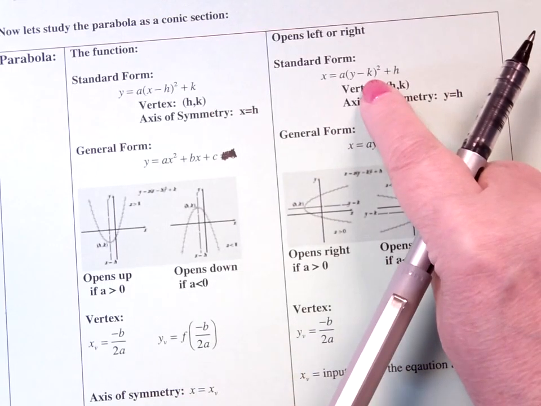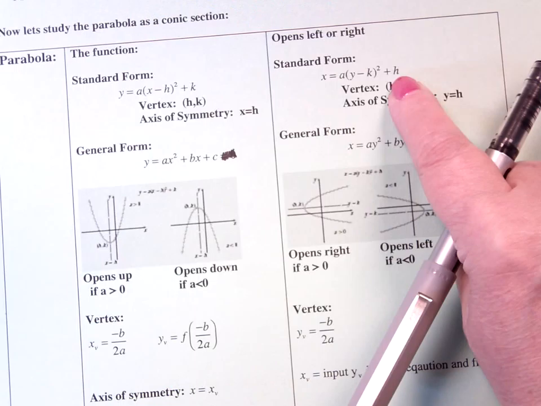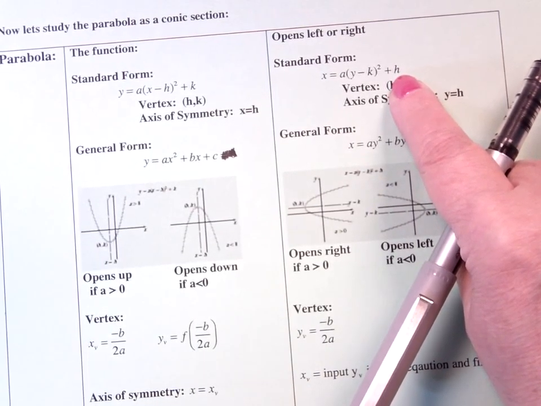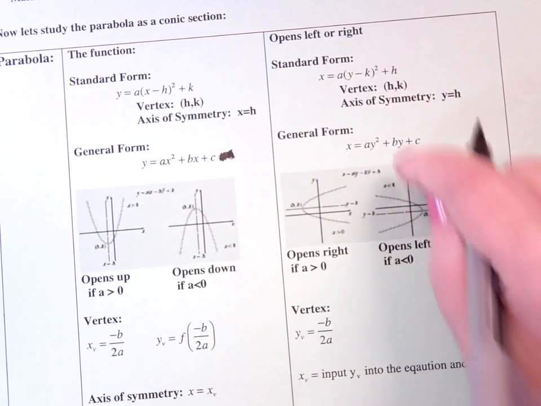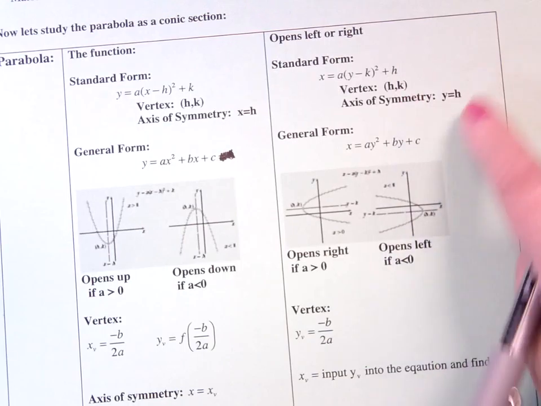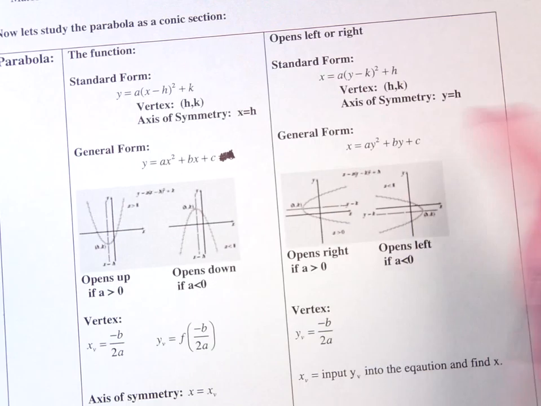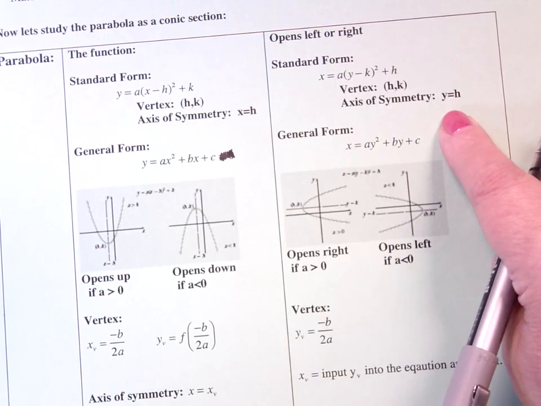K always goes with the y coordinate of the vertex. H always goes with the x coordinate of the vertex. But the vertex, because we're always graphing in x, y coordinate points, the vertex is (h, k). The axis of symmetry, because this guy runs horizontal, will be y equals k instead of x equals h. Keep the picture in mind and you'll be fine.